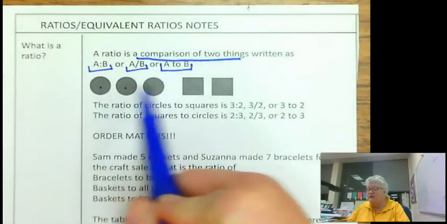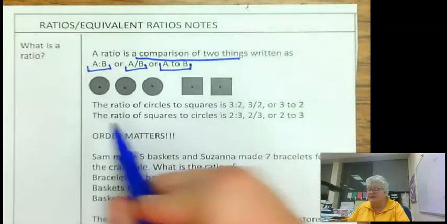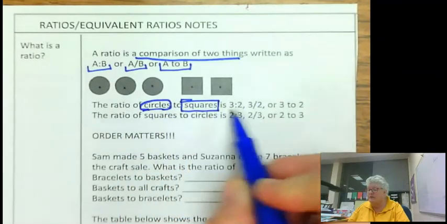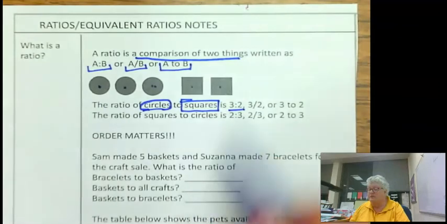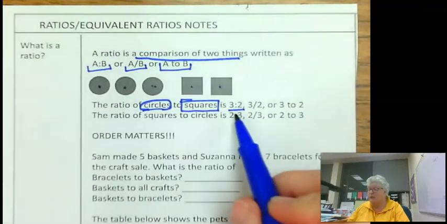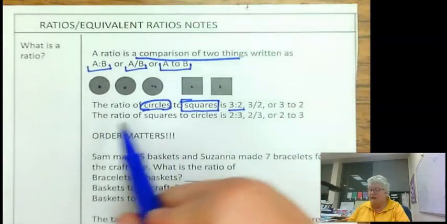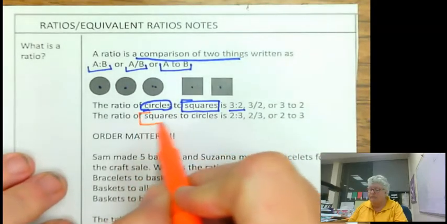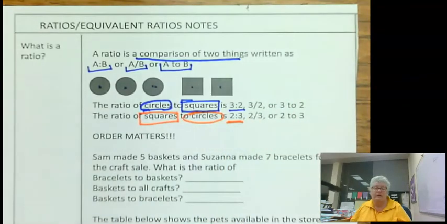Now we've got 1, 2, 3 circles, and we've got 1, 2 squares. So when I say the ratio of circles to squares is 3 to 2, I mean that there are 3 circles and 2 squares. All right? I can write it with a colon, with a fraction bar, or with the word to. Now, the ratio of squares to circles is 2 to 3. That changed.